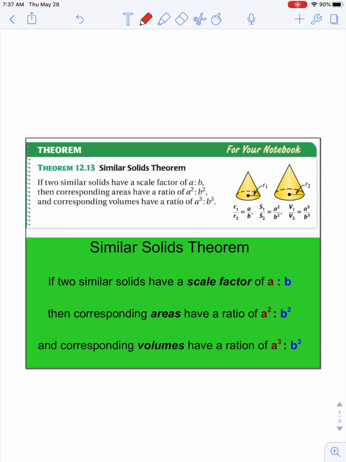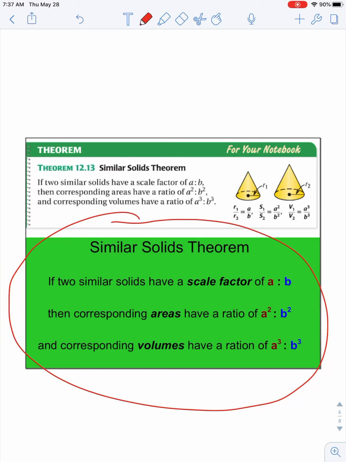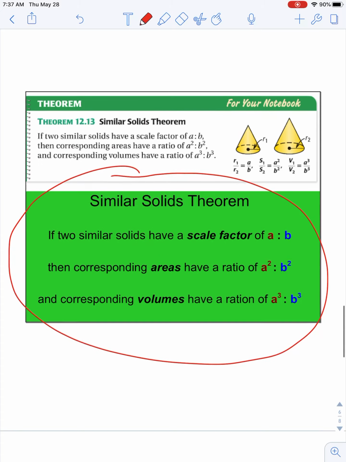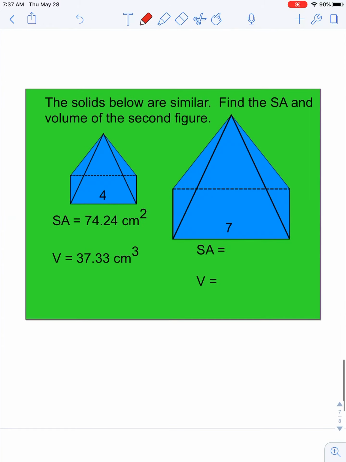similar solids theorem. If two similar solids have a scale factor of A to B, then their corresponding areas have a ratio of A squared to B squared, and their volumes have a ratio of A cubed to B cubed. So this is kind of the important piece. Above, it's just written out the same way with some solids highlighted. So this shouldn't be too difficult. We're just adding from side ratio, area ratio, which we already know, to our volumes. So look at what you have and then write the correct ratio and use the correct proportion.